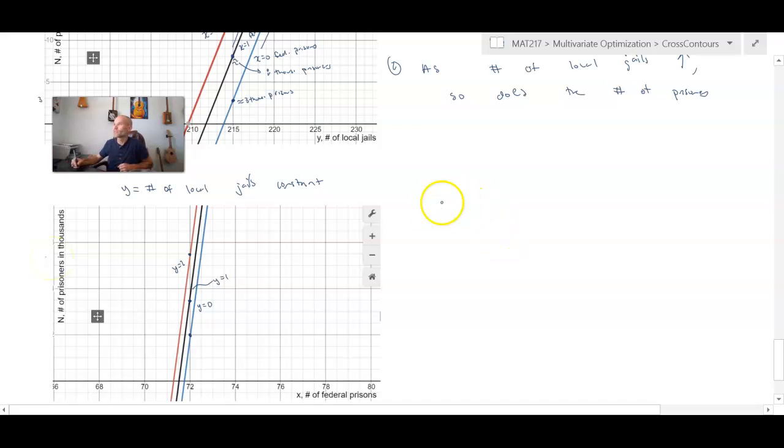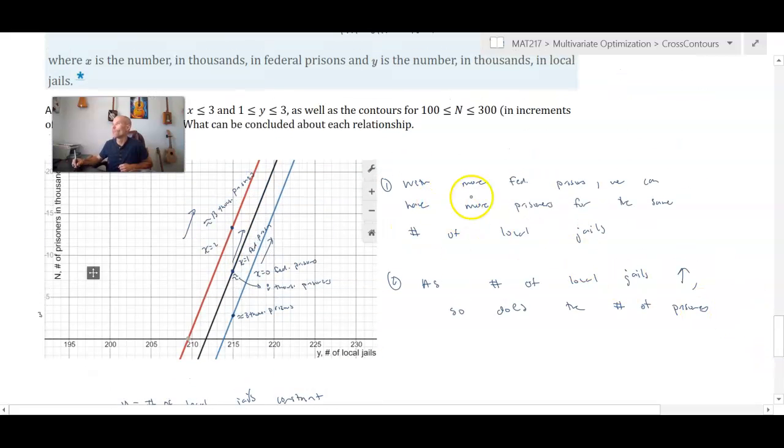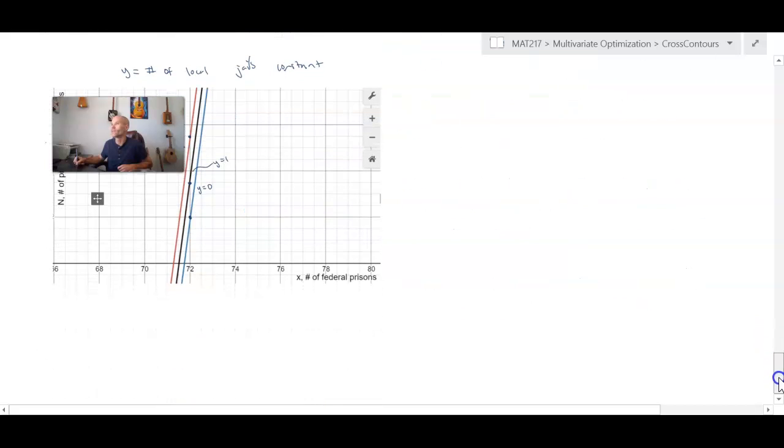But what we can say is, once again, in this same kind of vein, with more local jails, we can have more prisoners for the same number of federal prisons. And as the number of federal prisons increases, so does the number of prisoners.